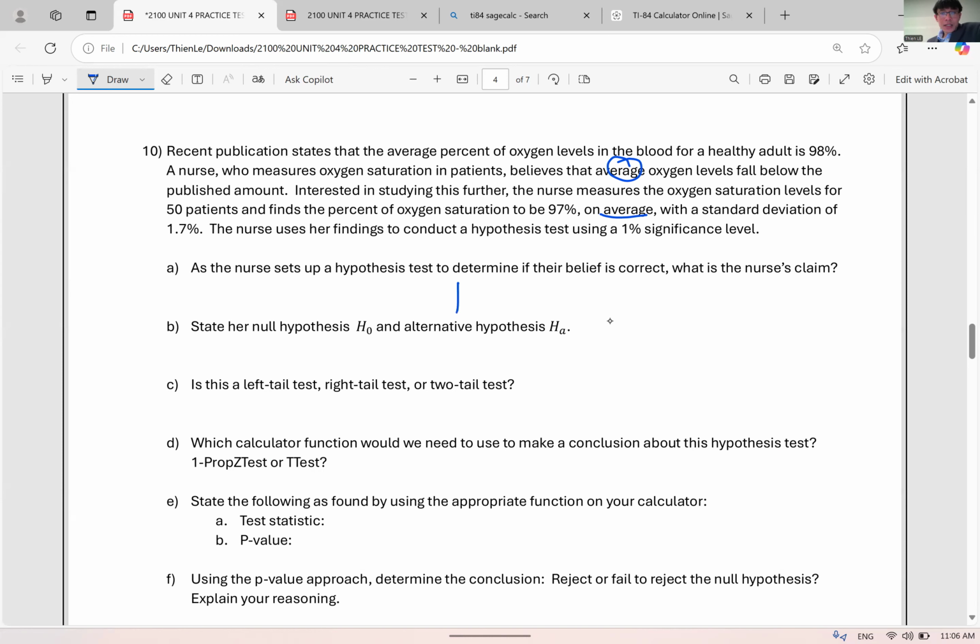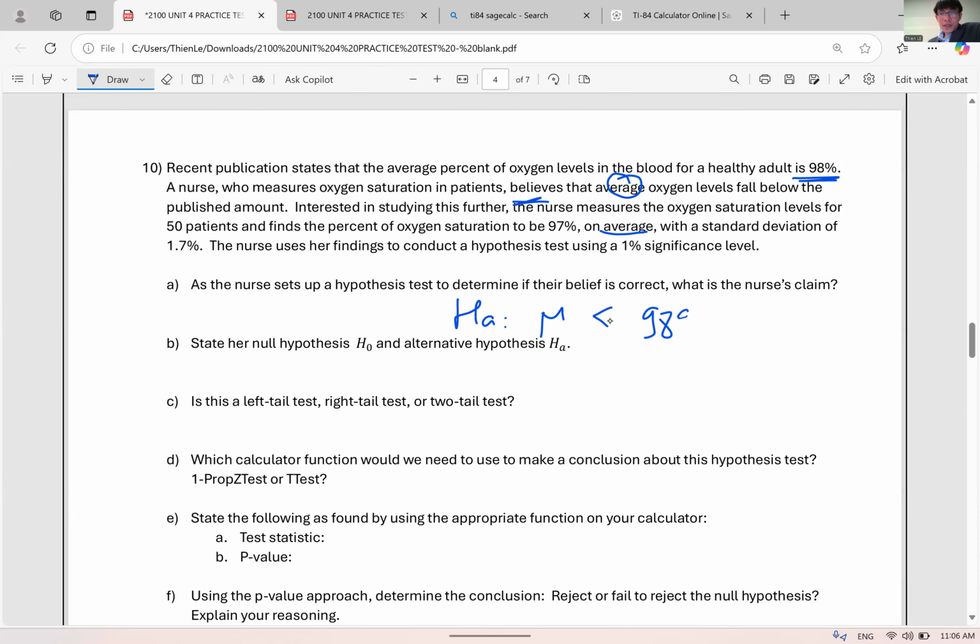So basically, what she believes here is that the average falls below, which is less than. The published value is 98%. So we set up H naught. Her claim will be that the average oxygen level falls below 98%. So this will be B, and this will be A. This is a left tail test.